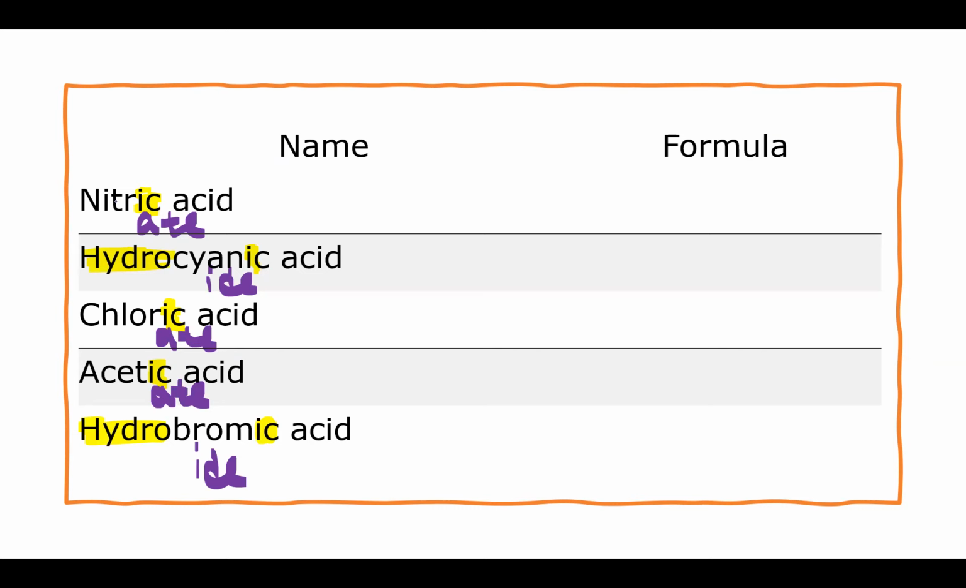Nitric would have been nitrate, which is NO3 minus 1. Hydrocyanic would have been just cyanide, which is CN minus 1. Chloric, we did that example. That's ClO3 minus 1. Acetic would have been acetate, so that's C2H3O2 minus 1. Kind of a lot going on there. And then hydrobromic would have been bromide, which is just Br minus 1. In all of these cases, we're going to mix this with hydrogen as a cation.